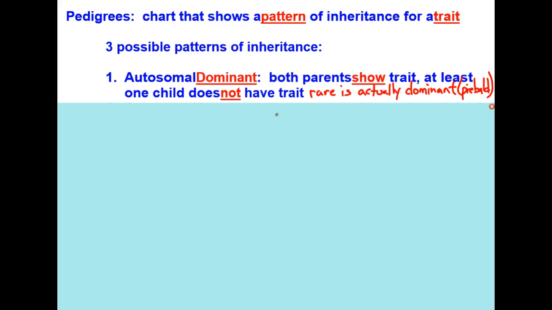Remember that piebald example we did earlier in the course. To be piebald is dominant, but most people aren't piebald. So if you recognize that the rare trait is actually dominant, and the normal trait, to be normal, is recessive, that's a great indication that the inheritance is autosomal dominant. And we'll see an example of that later.